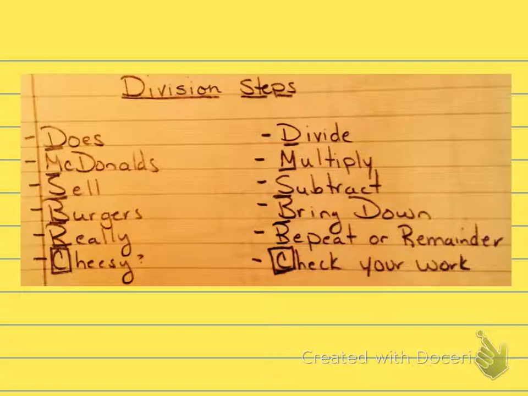All right, now we're getting into the division steps, and we will need to divide, multiply, subtract, bring down, repeat or remainder, and then of course check your work. A way to help us remember what exactly those steps are and what order they come in is we have, does McDonald's sell burgers really cheesy? And again, that's divide, multiply, subtract, bring down, repeat or remainder, and then check your work.